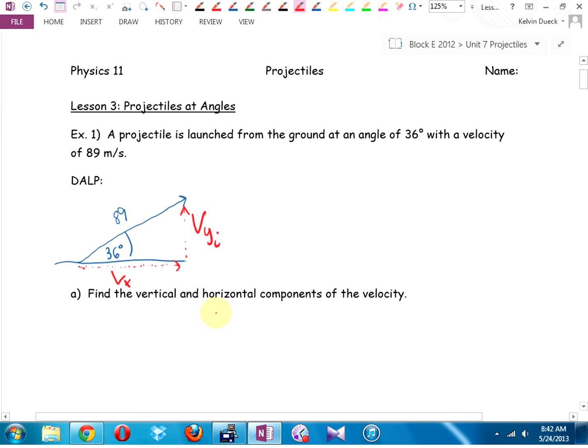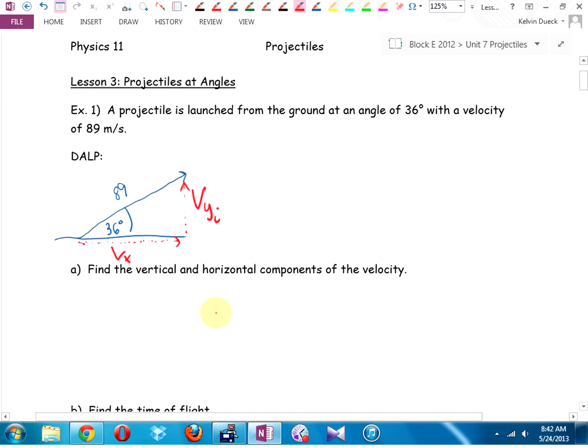So A says, find the vertical and the horizontal components of the velocity. Do a little line down the middle. We're going to use trig. The 89, opposite, adjacent or hypotenuse? Let's put a little h right there. Vx. Which trig function? Cos. Nice. Cos of the angle equals adjacent over hypotenuse.